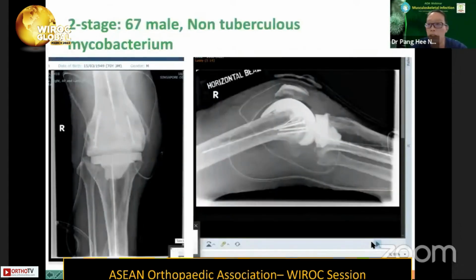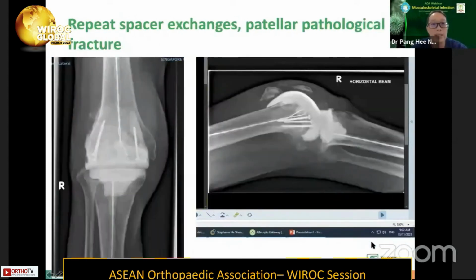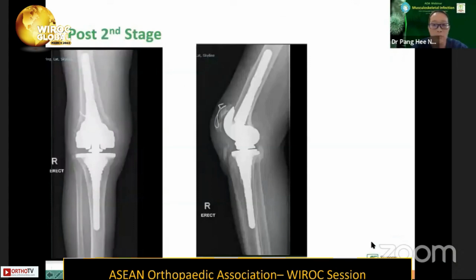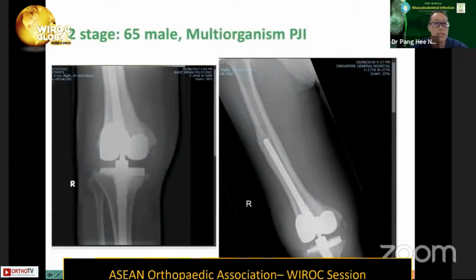Now, the following patients will require 2-stage. A 67-year-old patient with non-tuberculous mycobacteria. This is a very aggressive bacteria, very different from your TB bacteria. This non-tuberculous mycobacterium will require multiple repeat spacer exchanges. And you see, even with the repeat spacer exchanges and the IV antibiotics, he developed a patellar pathological fracture from infection. So this patient required a year of antibiotics and repeat stage 1s before we finally put in the revision implants.